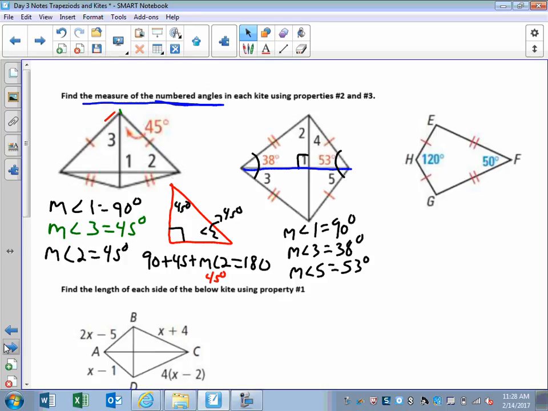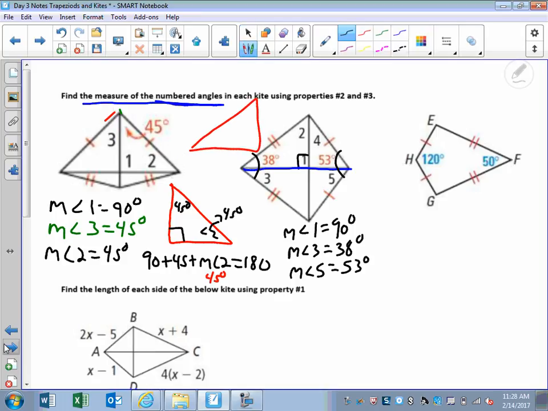Now the key to finding angles 2 and 4 is using triangle sum theorem. So we have this triangle. We know that this is 90. This is 38. Okay. So we're trying to find the measure of angle 2. It's the missing angle. So 90 plus 38 is 128, but we got to get it to 180. So the only number that will work here is 52. So angle 2 has to be 52 degrees.